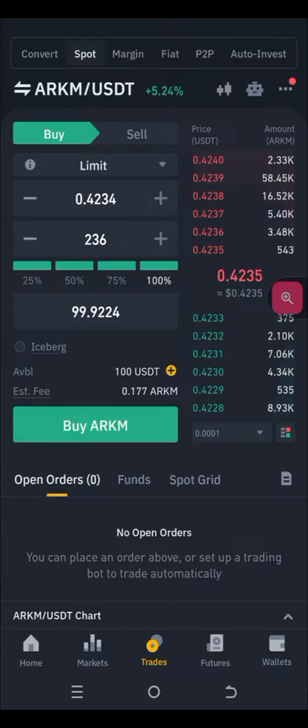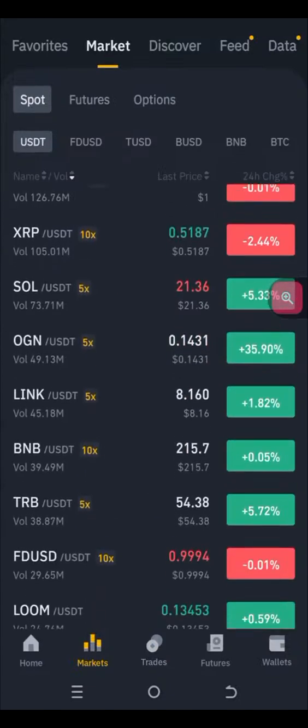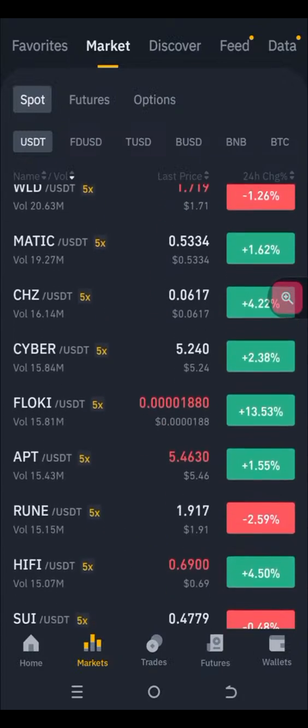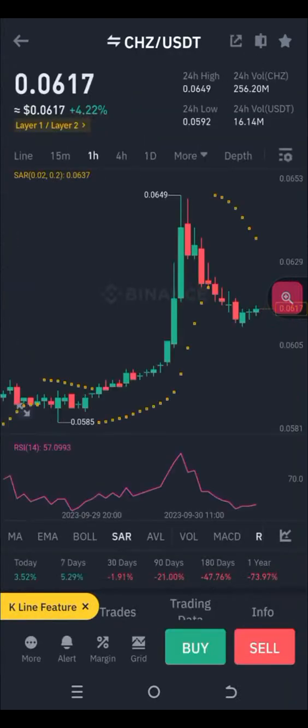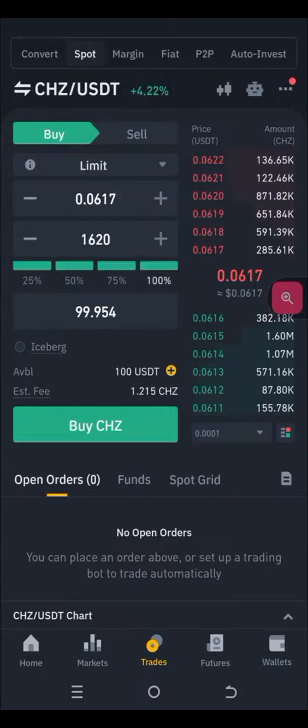So let's look at a smaller price coin. Let me go back to markets and look at this other one that's cheaper. Let's just look for one that's less than $1. Okay, so less than 10 cents. Look at this one. This is CHZ. It's 6 cents. Now, if I get into it and try to buy, and I pick 100%, can you see now I have 1,620 pieces of CHZ.